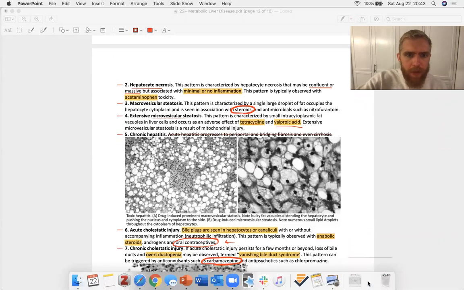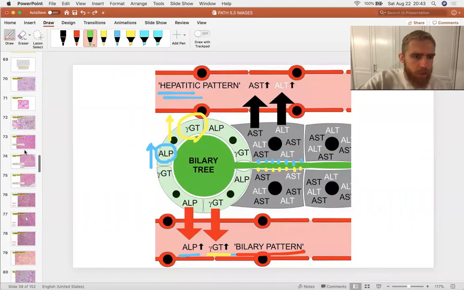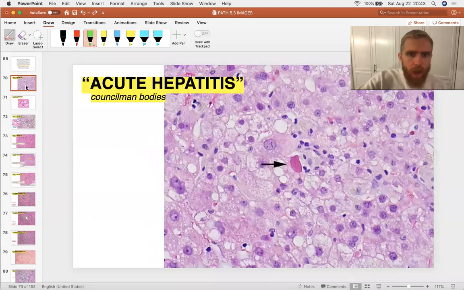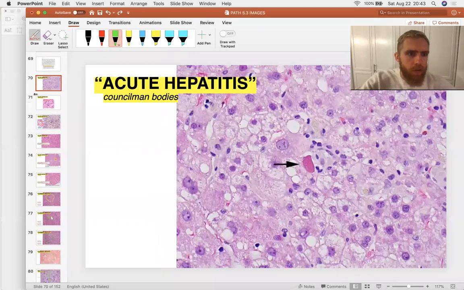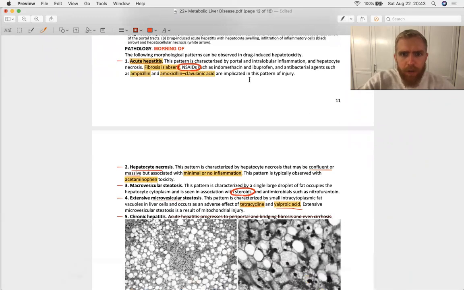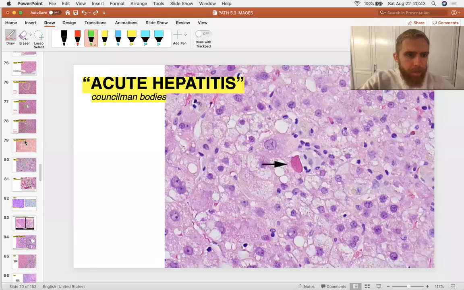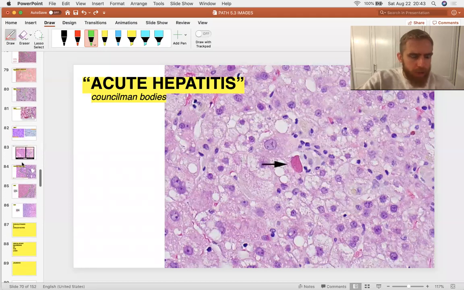Let me see if I got some images for a couple of those different patterns. Thinking about acute hepatitis. Was that one of them? Yeah, so acute hepatitis is characterized by portal and intralobular inflammation and hepatocyte necrosis. So what we're really looking for there is going to be an inflammatory response.